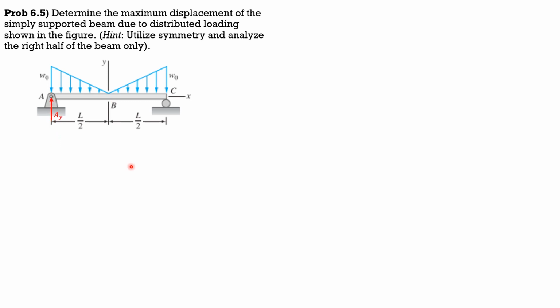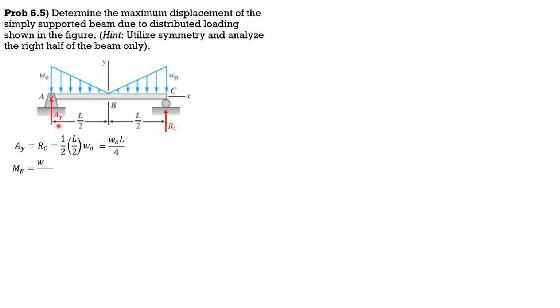From the figure, A_Y equals R_C, and therefore it is equal to 1/2 of L/2 times W_O. So A_Y equals R_C equals 1/2 of L/2 times W_O, which is W_O L/4. Then the shear at B is 0 because we have W_O L/4 minus this load, which is also W_O L/4. So it is 0, but we have to compute the moment at B.